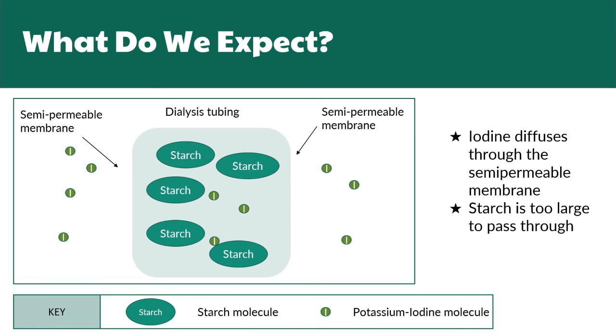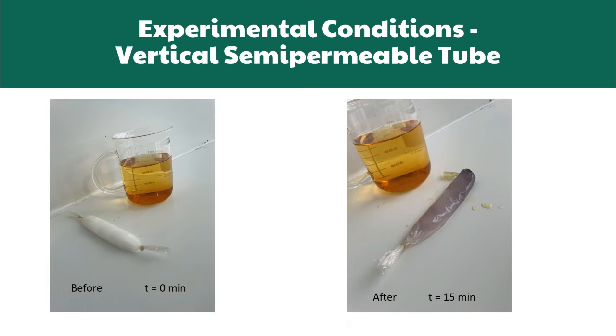Here are the before and after images of our first run of the experiment, where the dialysis tubing was inserted into the iodine solution vertically. The picture on the left shows our experimental setup before our experiment was run. You can see the white mixture of cornstarch and water inside of the steel dialysis tubing, as well as the dark yellowish iodine solution inside of the beaker.